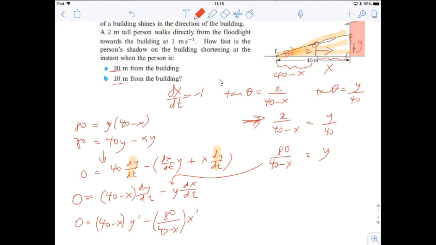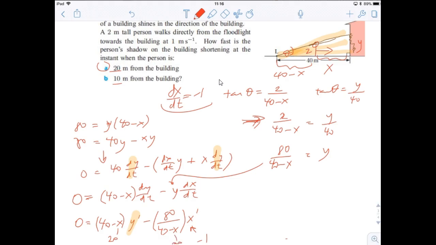So what we're looking for, remember, is how the shadow is changing. We know that the derivative of x with respect to t is -1, right? We found that out here. And then we know that x, in case A, we're solving for a particular case. What about at the exact moment that he's 20 meters from the building? What's happening then? So we know that x is 20.